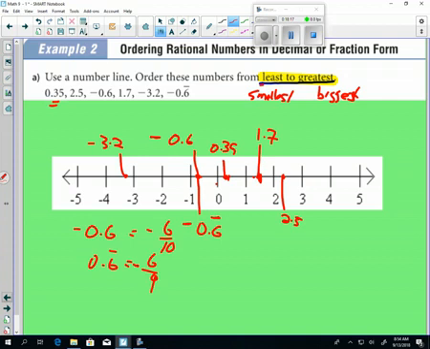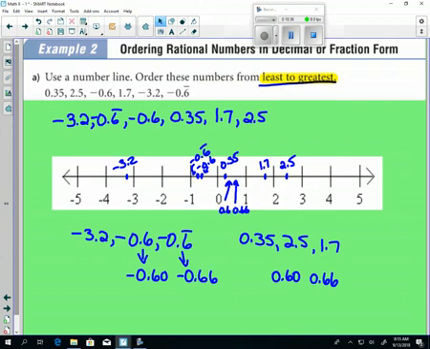The smallest is minus 3.2. Next one is minus 0.6, minus 0.6 repeating, 0.35, 1.7, and 2.5. And there we got them arranged from least to greatest. Excellent. Okay. There we have them right there. I put them on there for you.